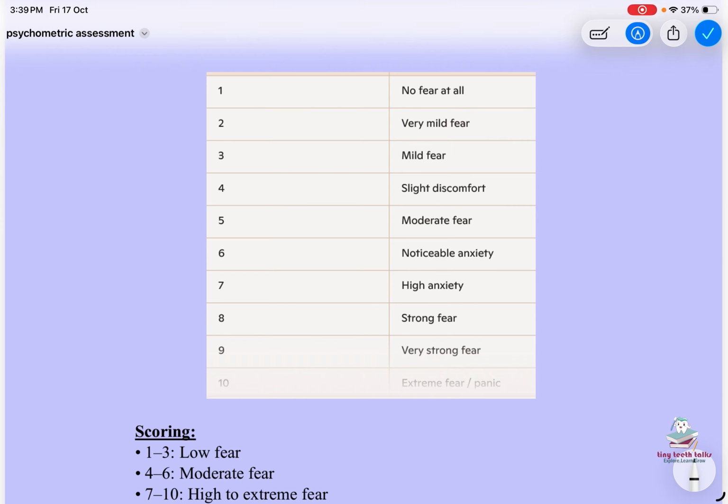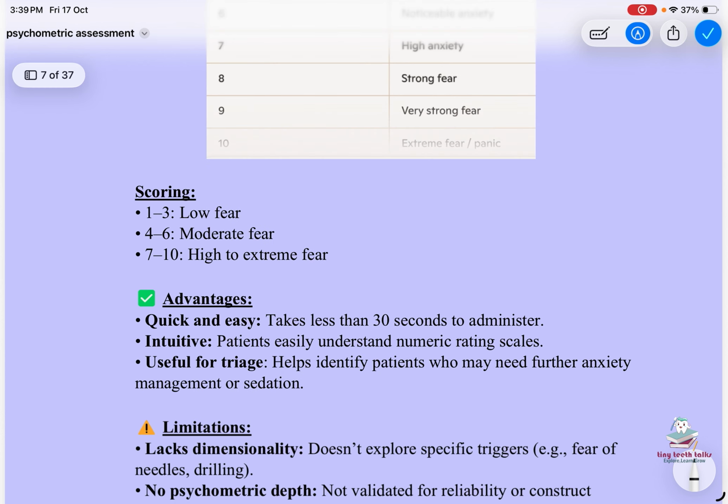If it is 1, then no fear at all, 2 very mild fear, 3 mild fear, 4 slight discomfort, 5 moderate fear, 6 noticeable anxiety, 7 higher anxiety, 8 strong fear, 9 very strong fear, and 10 is extreme fear or panic. So for scoring, 1 to 3 is low fear, 4 to 6 moderate fear, 7 to 10 high to extreme fear.